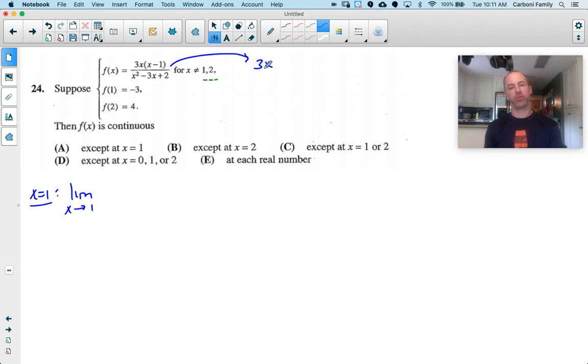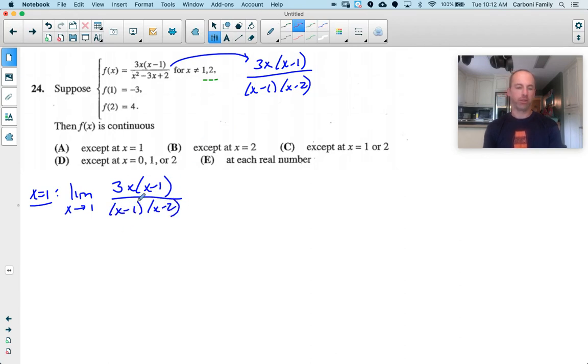That factors to 3x, x minus 1 over, and the denominator factors x minus 1, x minus 2. And so we have 3x, x minus 1 over x minus 1, x minus 2. We can cancel the x minus 1s. And when I plug 1 into the remaining pieces, I have 3 times 1 over 1 minus 2. And so the limit does equal 3.